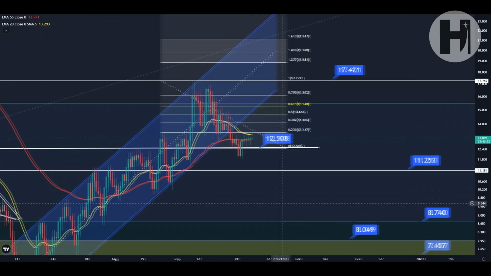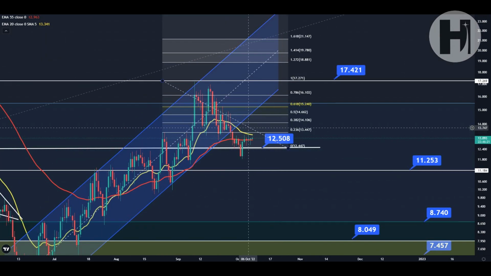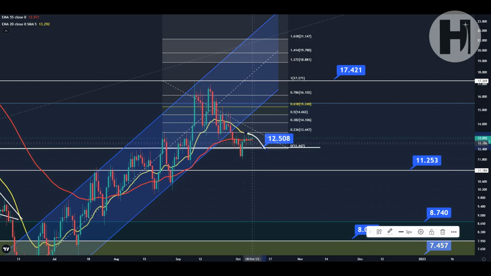So we either get a bullish cross, or not a bullish cross, a bearish cross here, which is when the 20 EMA crosses below the 55. And that's when the price drops. At that point, I would imagine we'd be down here at $11.25. That is also possible. And I do think we're going to get a bearish cross. I do think we're going to start coming back down.